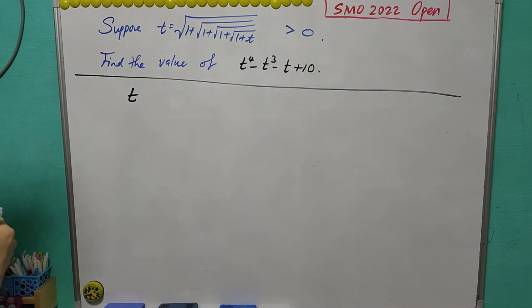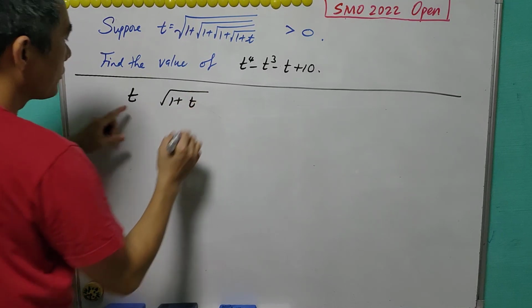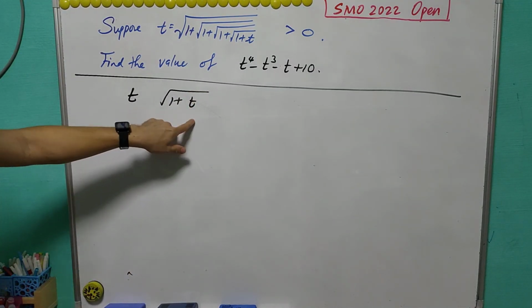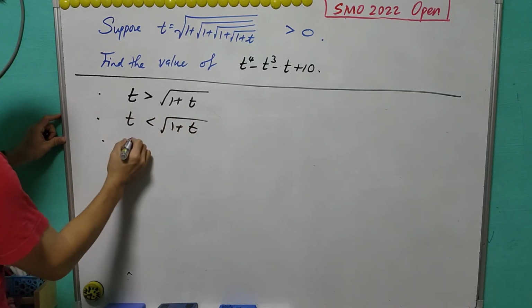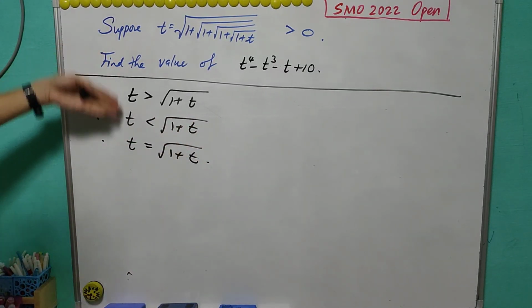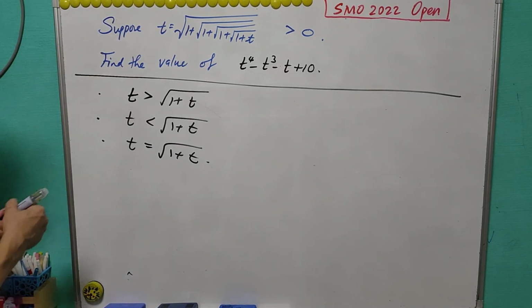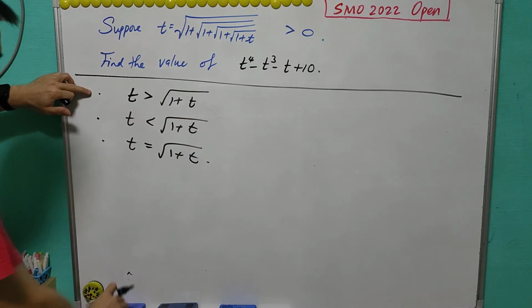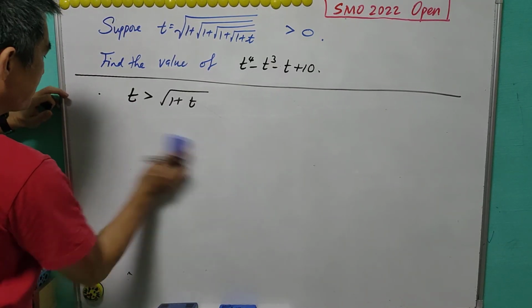Note that for any positive value of t, either t is greater than the square root of 1 plus t, or t is less than the square root of 1 plus t, or t is equal to the square root of 1 plus t. It's either one of them, and it must be exactly one of them. We suppose this is the case, t is greater than the square root of 1 plus t. What will happen?